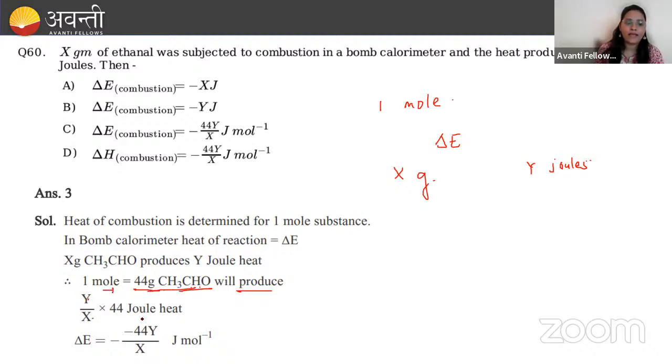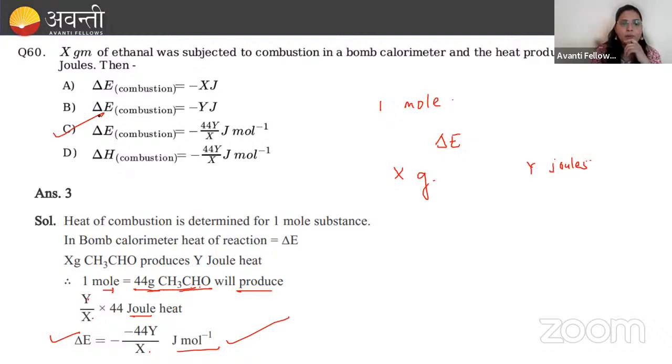So Y by X will be the heat produced per gram. So what will be the change in the heat? Minus 44 Y divided by X. This much amount of heat is produced in this given bomb calorimeter. So what is the answer? Option 3 is our correct answer. Any doubt in this?